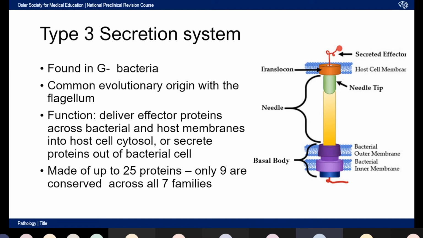So as can be seen on this diagram, there are a series of basal rings that span the bacterial outer and inner membrane of the gram-negative, and then there is a hollow needle that's connected to this, or a filament in Salmonella. And this structure is then tipped with a translocation pore that's inserted into the plasma membrane of the target cell. And then there's an ATPase that's associated with the base in the bacterial cytoplasm that provides energy for the transport of the proteins. So if you think about it, the secretion system essentially transports proteins across 3 membranes from the bacterial cytosol into the host cytosol.